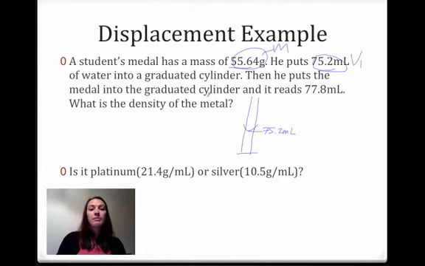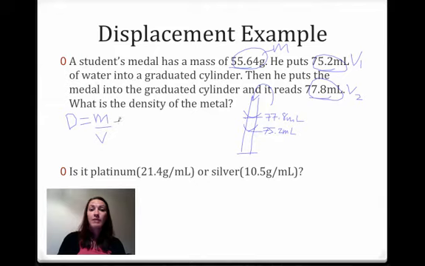And then he puts the metal into the graduated cylinder. Kerplunk. It reads 77.8 milliliters. Okay, so it goes up here. Our bottom of the meniscus, 77.8 milliliters. Right, that's our volume 2. What is the density of the metal? So I write my formula, D equals M over V, and I see what I can fill out.